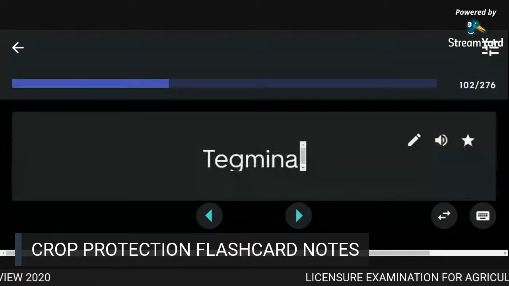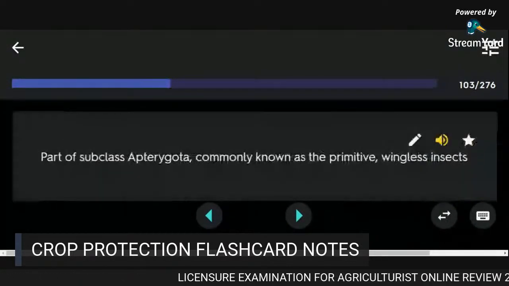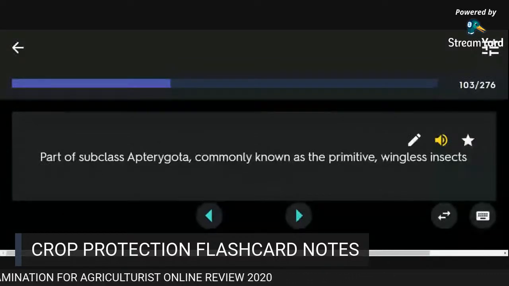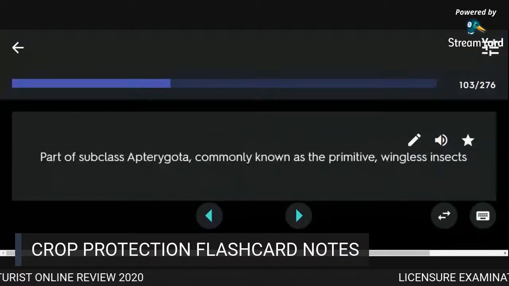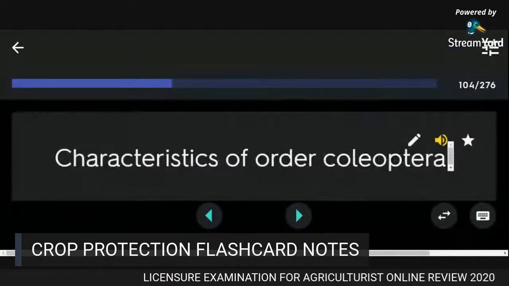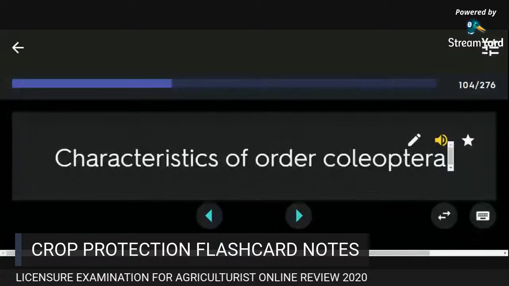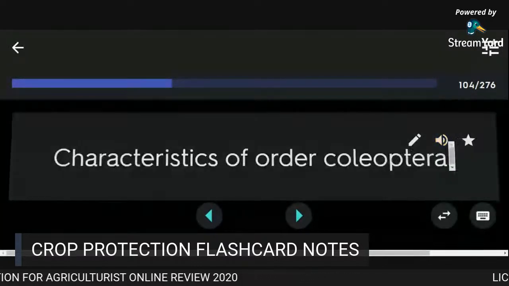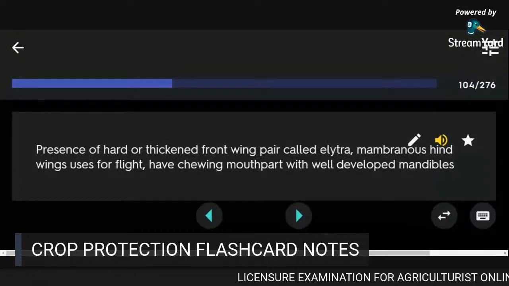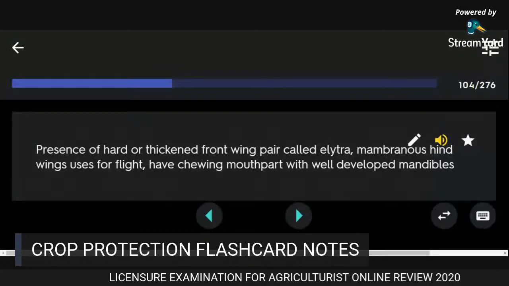Part of subclass Apterygota, commonly known as the primitive wingless insects. Collembola, Thysanura, Protura. Characteristics of order Coleoptera: presence of hard or thickened front wing pair called elytra, membranous hind wings used for flight, chewing mouthparts with well-developed mandibles.